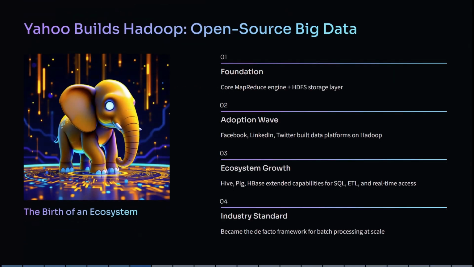A year later, in 2005, Yahoo created Hadoop. It was an open-source version of Google's MapReduce system. Hadoop included HDFS, which is Hadoop Distributed File System, for storage, and MapReduce for processing. Companies like Facebook, LinkedIn, and Twitter quickly adopted it. This created the first big data ecosystem.